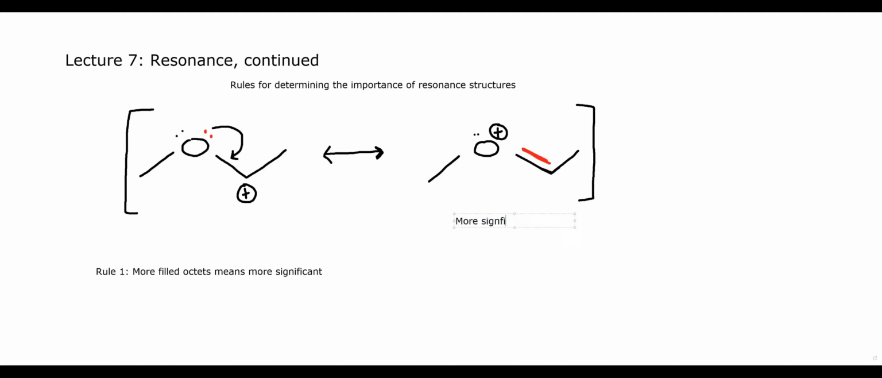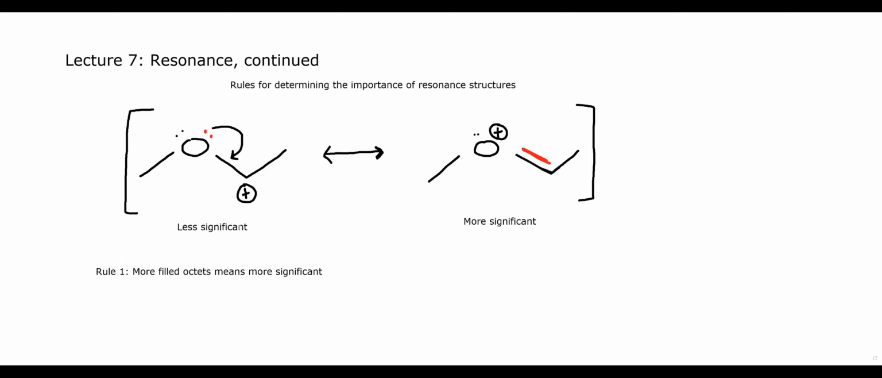So we'll put more significant on the right because everything has a filled octet. And on the left, we would put less significant, okay? Less significant again, because we have only 6 electrons around that carbon. That carbon does not have a filled octet. And based on rule number 1, the more filled octets we have, the better the resonance structure is, the more significant that resonance structure is.